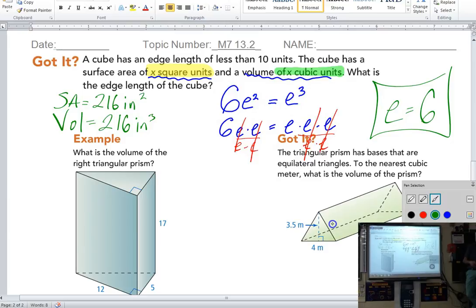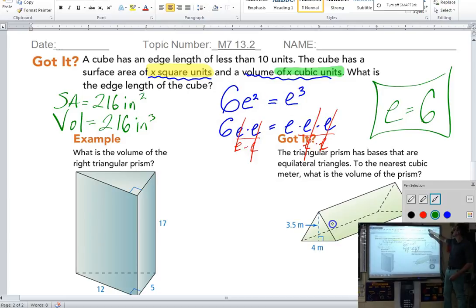So go ahead. What's that formula right there, though? What's that represent? Which one? The edge length? Oh, the one on the right. That's volume. So this is surface area, and this is volume. Oh, okay. So volume is just the edge length cubed. Yeah.